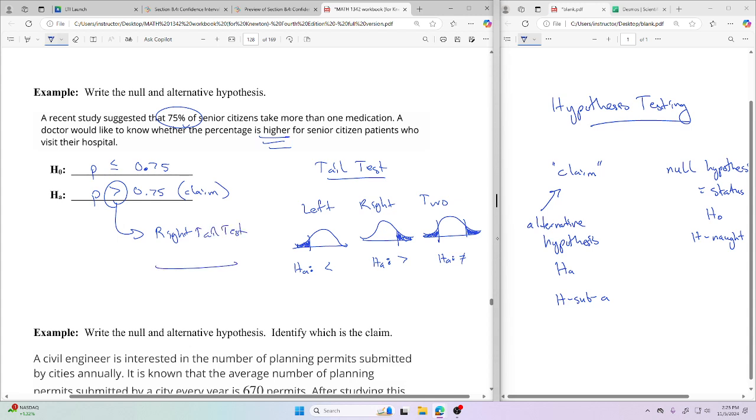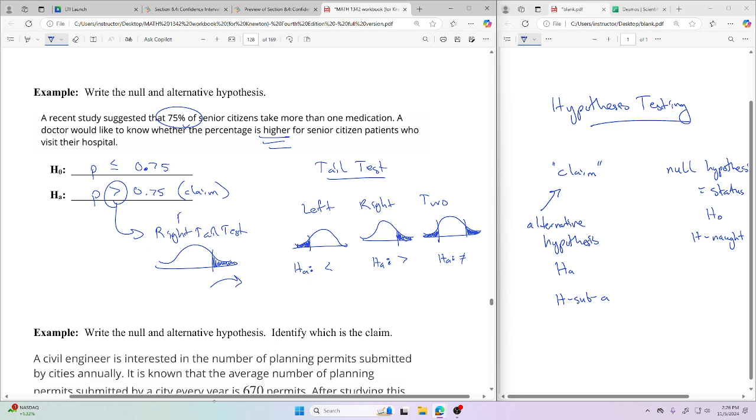And I'm going to just draw a little mini picture each time to remind us what it looks like. What I'm doing is I'm saying 75% is the status quo. I think it's more than that. I'm going to be looking on this side of the bell curve and seeing if it's going to fall on that side, if it makes sense over there, okay?